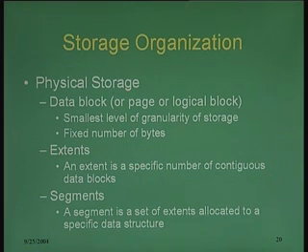Now, how does the table space manage the physical storage? The physical storage itself is divided into three different kinds of storage, called data blocks, extents and segments. A data block corresponds to what is called a data page in several other database systems. It is the smallest level of granularity in which data is stored.